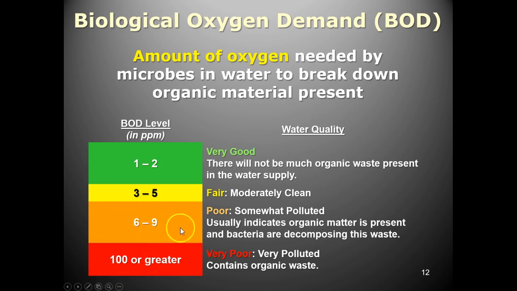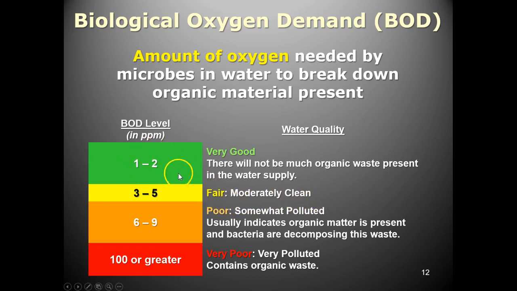or it may even come into the plant at this lower level, 6 to 9, which is still considered to be poor water quality, because there's still enough organic material in here that we're getting a fair amount of microbial growth. Then when you get down into the 3 to 5 range, it's considered to be fair. The water's moderately clean, but it's still probably not what you would want to be consuming or even discharging.